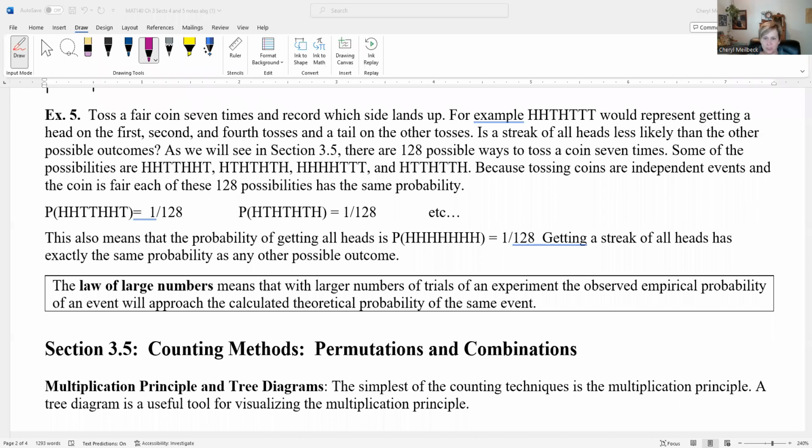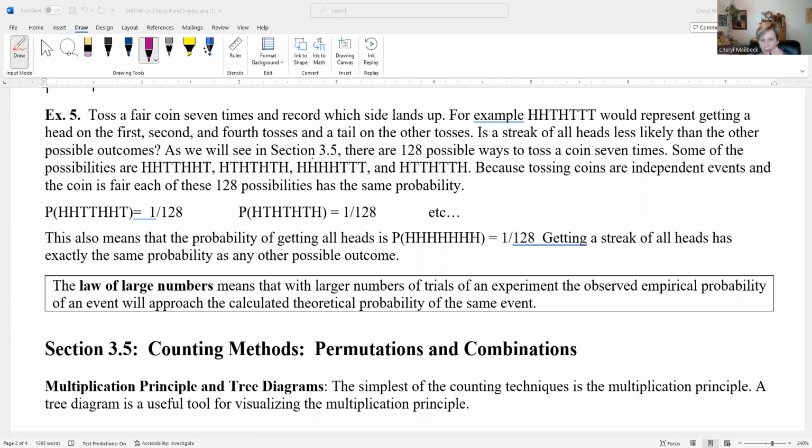Example 5 is less of an example and more of an explanation of the law of large numbers. So let's say you're tossing a fair coin 7 times and recording which side lands up. For example, HHTHTTT would represent getting a head on the first, second, and fourth tosses and a tail on the other tosses. Is a streak of all heads less likely than any other possible outcome?